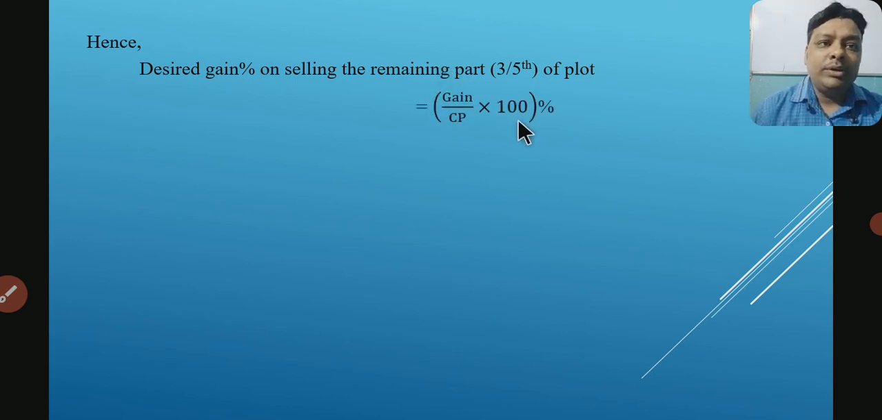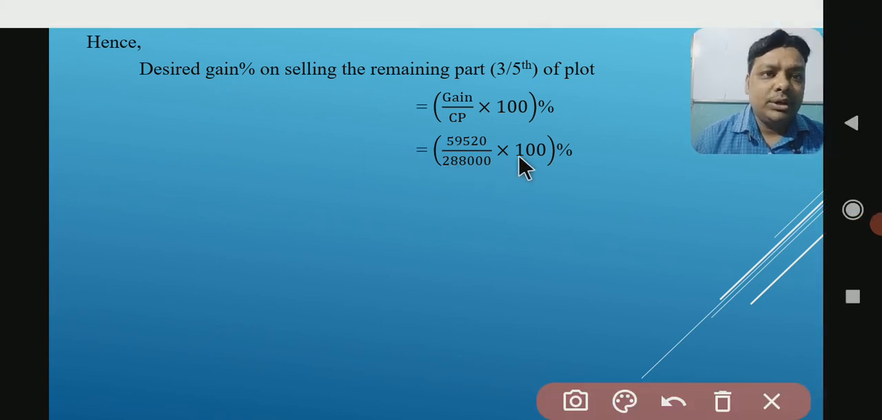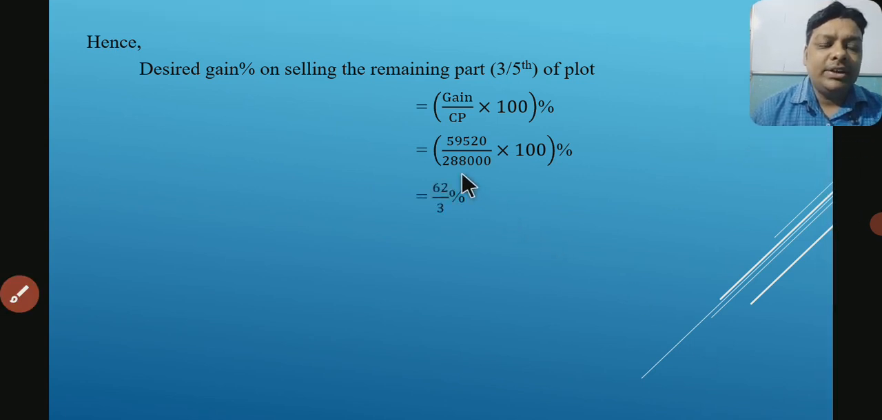Gain 59,520, CP of 3/5 part of the plot 2,88,000. Let's solve it. The zeros will cancel. Now if we divide 5952 by 288, we will get in fraction 62 by 3%. You can write it in mixed fraction also. It means 20 and 2 by 3%. So its desired gain percent will be 62 by 3%.